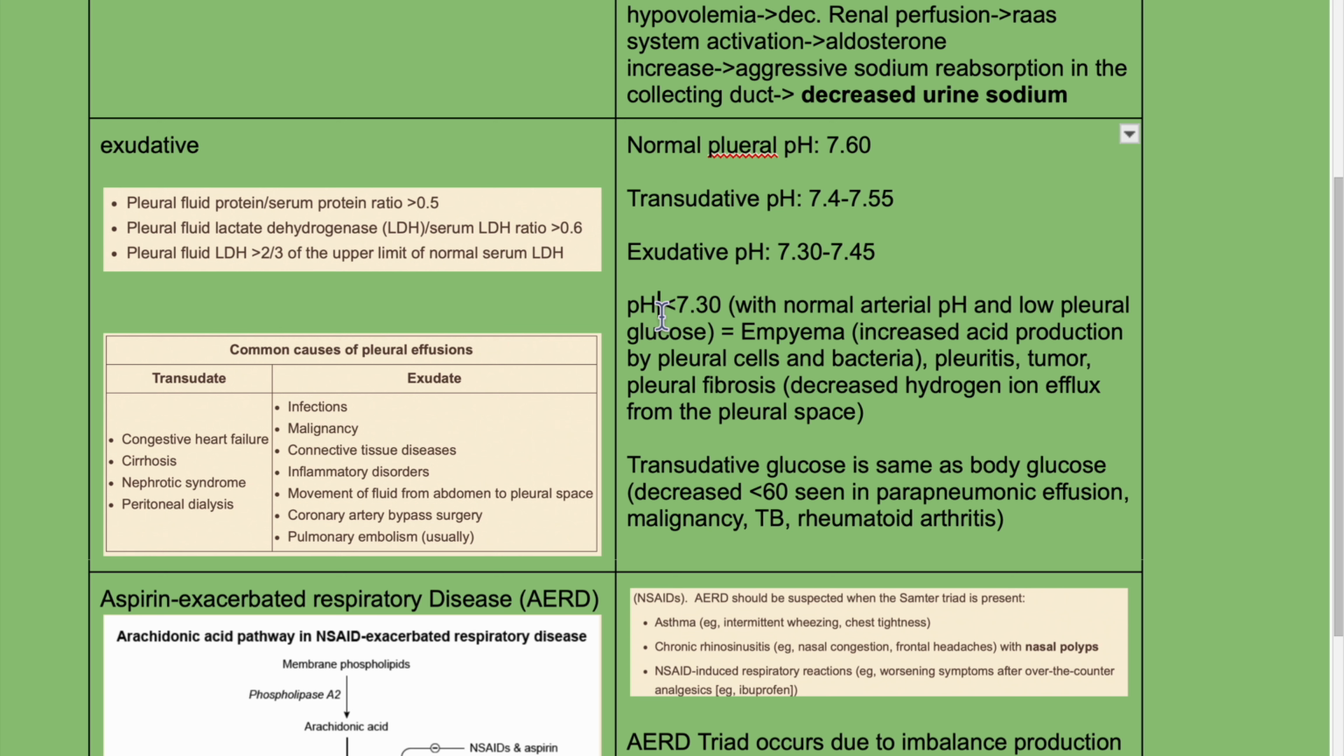Okay, pH less than 7.3 with normal arterial pH and low pleural glucose is usually empyema, because it increases acid production by the pleural cells and bacteria. It could be pleuritis, tumor, pleural fibrosis, decreased hydrogen ion efflux from the pleural space. Transudative glucose is same as body glucose. Okay, so if it's decreased, less than 60, it is seen in parapneumonic effusion, malignancy, TB, and rheumatoid arthritis.